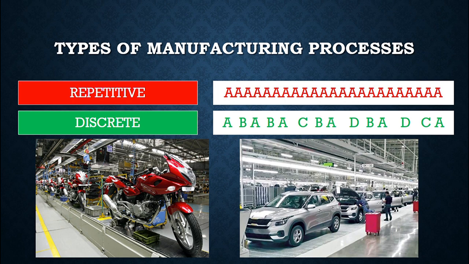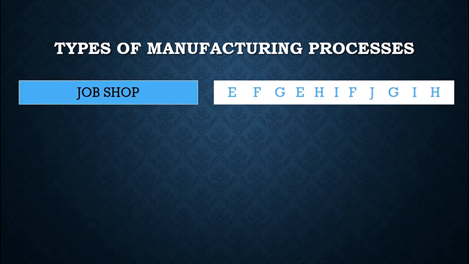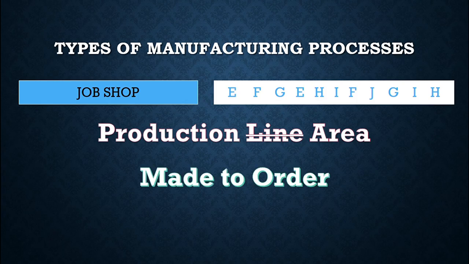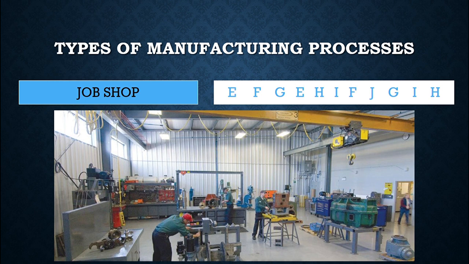Moving ahead to the third type, job shop manufacturing. Unlike the previous two, it makes use of a production area rather than an assembly line. This setup is established for made to order or made to stock products. This process uses workstations that are organized to make one version of a custom product, or even a couple of dozen, based on customer demand or order.